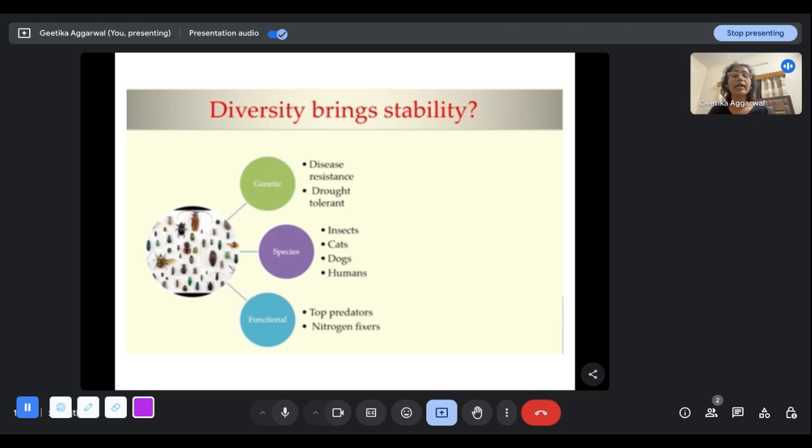And functional diversity, again, you require a lot of functional diversity to keep the ecosystem properly functioning, because you require the apex predators, mesopredators, nitrogen fixers, everything to be present for an ecosystem to work properly. For example, take the example of Yellowstone National Park. In Yellowstone, humans decreased the number of wolves entirely, because they wanted the elk populations to survive, since the wolves were hunting the elk.